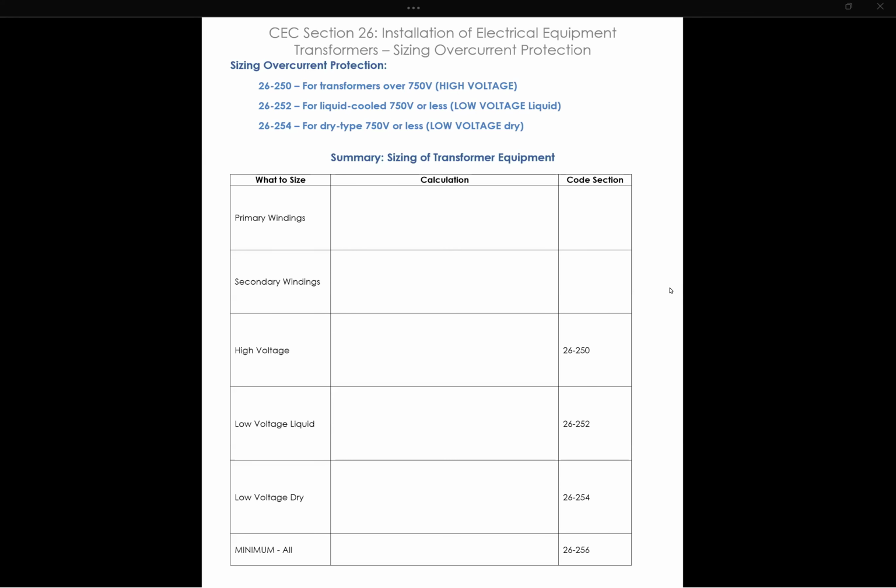I'm going to talk about Canadian Electrical Code, Section 26, installation of electrical equipment. Not a very hard section of the Canadian Electrical Code, but a little part of it is difficult, and that's transformers, and it's the sizing of the overcurrent protection. Look at my other video for what the overcurrent protection means, where it needs to be placed, and why we need to place that overcurrent protection.